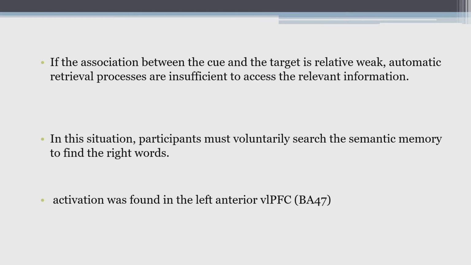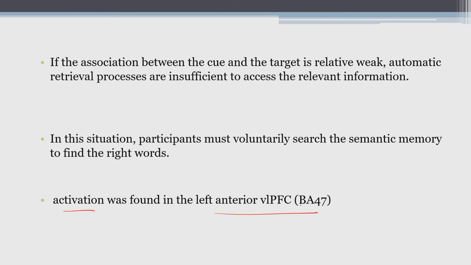Now, if the association between the cue and the target is weak, again automatic retrieval processes are insufficient. So, if the cue and target pair are weakly associated, automatic retrieval will not work. In that case, there has to be a voluntary search operation for the participant to go back in semantic memory and retrieve. So, there is a control mechanism at that level as well, and as expected, activation was found in the left anterior VLPFC.